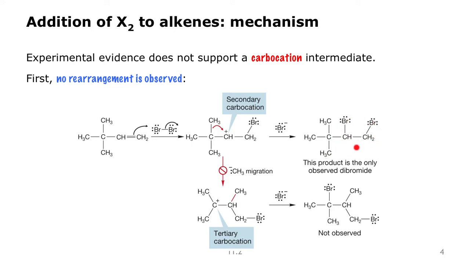Now that doesn't disprove the presence of a carbocation, but it's strong evidence because the alkyl shift is an intramolecular reaction that should be much more rapid than the addition of the second bromine. And so the fact that we do not observe these sorts of products is strong evidence that there isn't a discrete carbocation intermediate in the reaction.